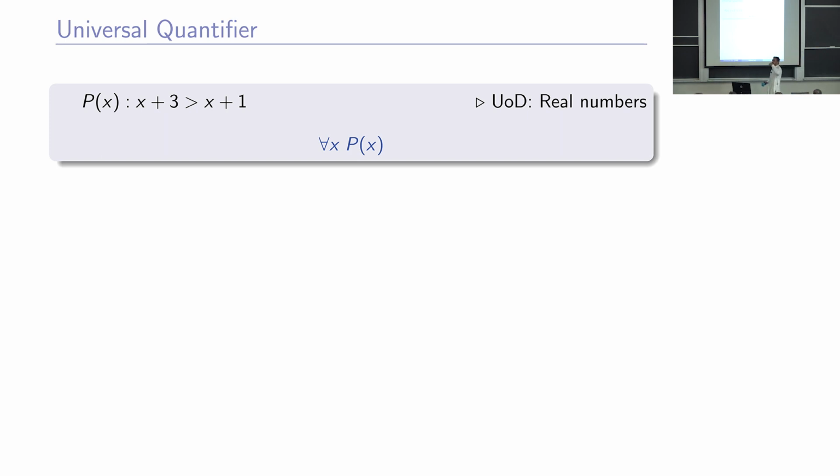Okay, is this true? So, is this true for x equals 1? Why is it true for x equals 1? It's not true? It's false? Okay, why is it false for x equals 1? It's true. So, why is it true for x equals 1? 4 is greater than 2. Because 1 plus 3, which is 4, is bigger than 1 plus 1, which is 2, right? Is it true for 0.1? Yeah. Why?